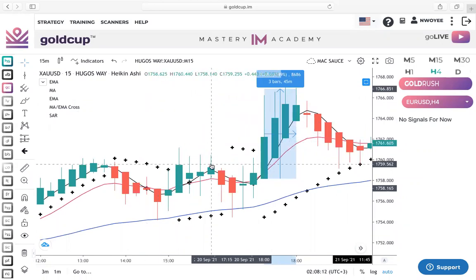45-minute candle, let's say an hour candle. 86 pips. That's $860 with a standard lot size. That's $86 with a 0.10. That's $8.60 with 0.01 with a $20 scanner. Still want to sleep on Gold?